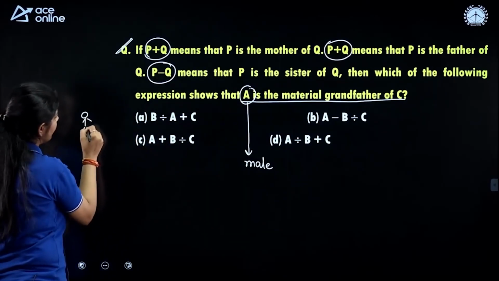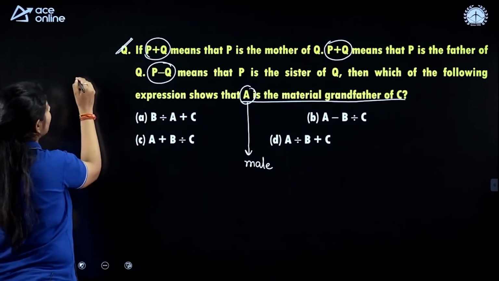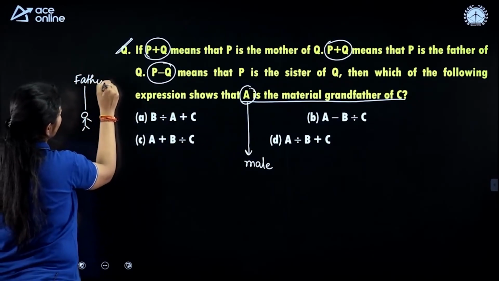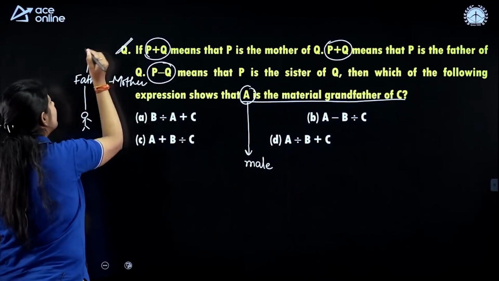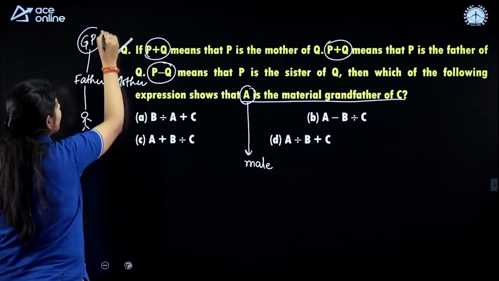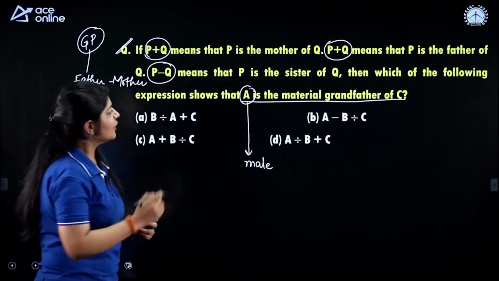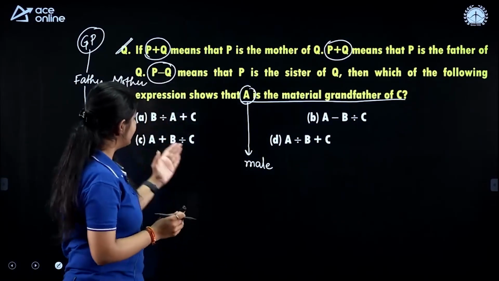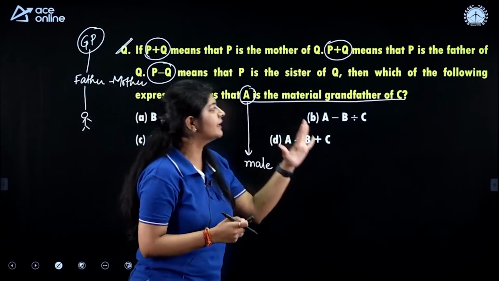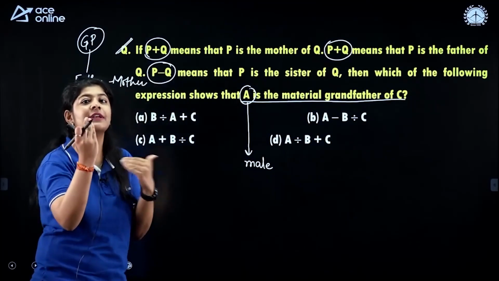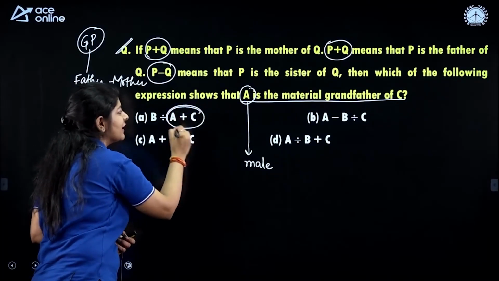This is me, right? Now, in just my above generation, I am having my mother, father, right? In one more above generation, I am having my grandparents, right? So there's a generation gap of 2 levels, right? Okay. So if I want to determine the relation out of these 4 options, which option shows that A is a maternal grandfather of C, that means I need to check the generation gap.